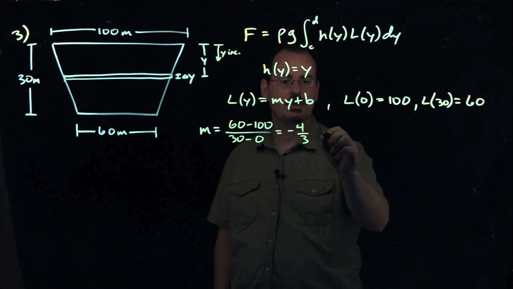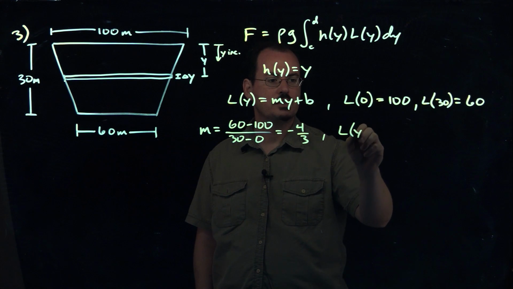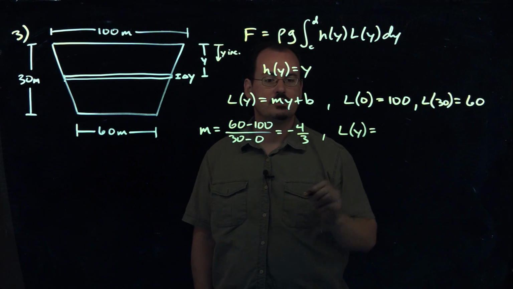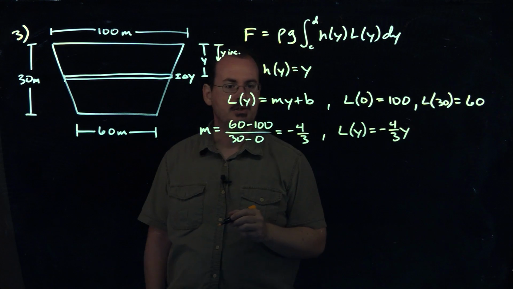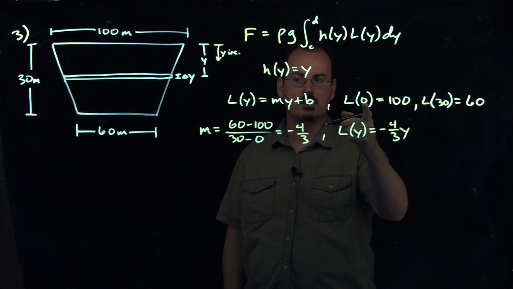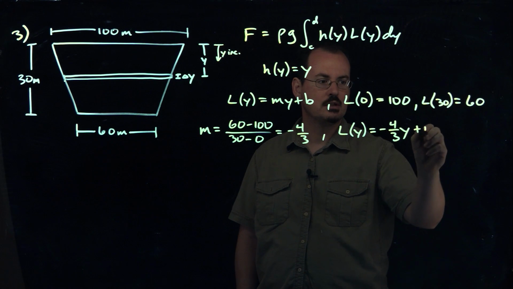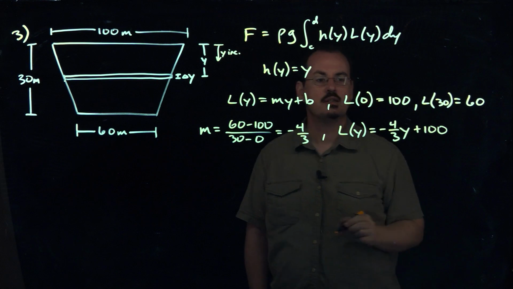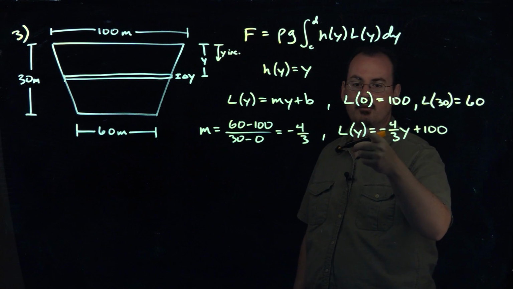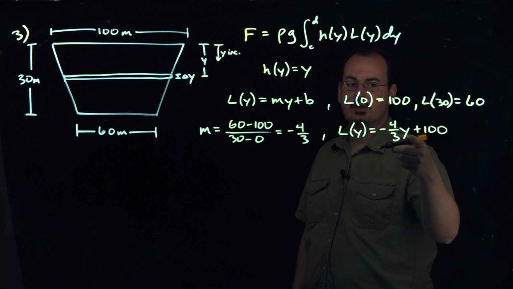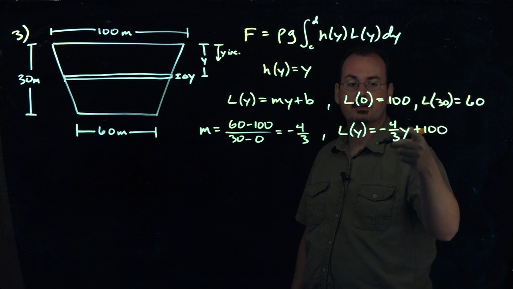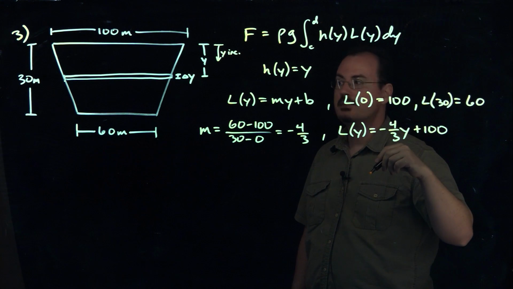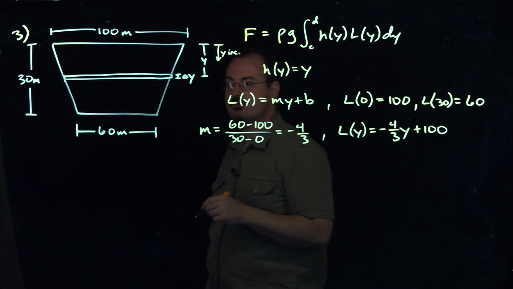So the equation of our function, L of y, is equal to negative 4/3 y plus b, but b is just the output value when y is 0, so that's 100. You can check to verify that this function produces the output values we want: when y is 0, L is 100, and when y is 30, the 3 and the 30 cancel, you get negative 40 plus 100, and that is indeed 60. So that's the function we're looking for.